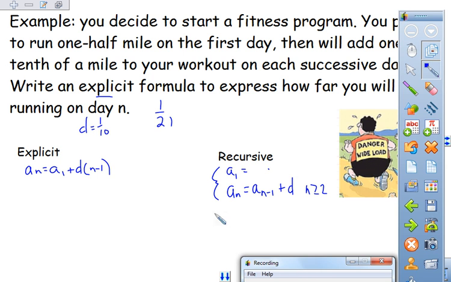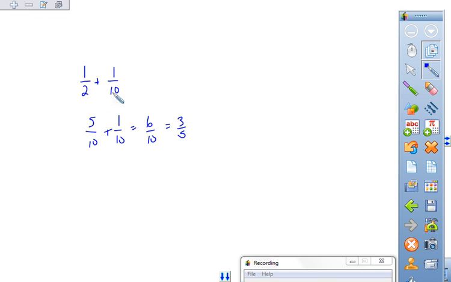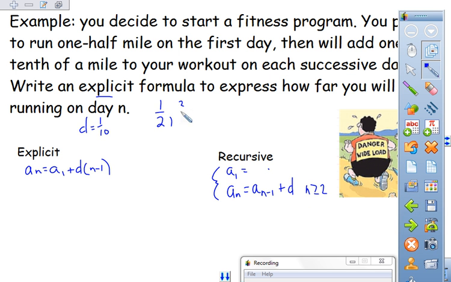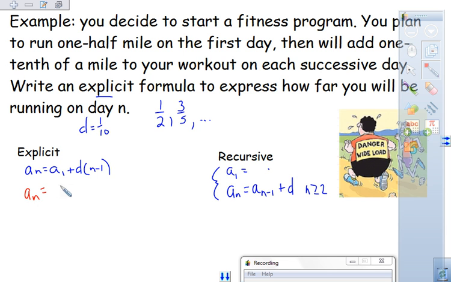So if I add 1/10 to a half, here's what's going on. I need to get a common denominator, so a half is equivalent to 5/10. So 5/10 and 1/10 make 6/10, which reduces to 3/5. So my next number is 3/5, and so on. And we could keep figuring that out. But I think we have what we need. So we have a sub n equals our first term, which is 1/2 of a mile. And every day we're going to add 1/10.